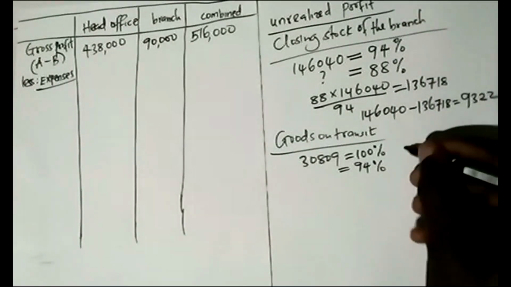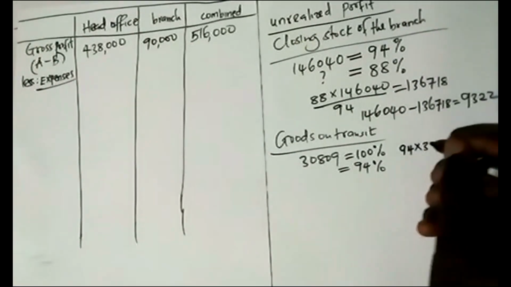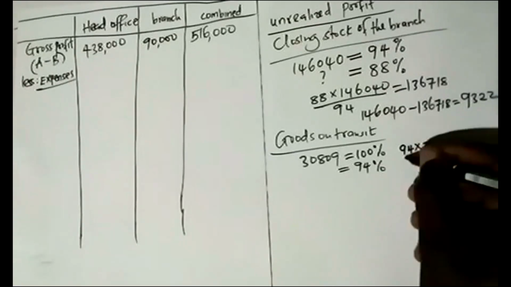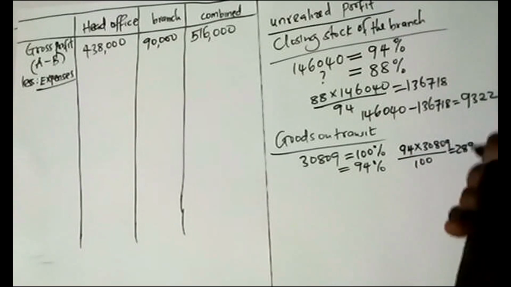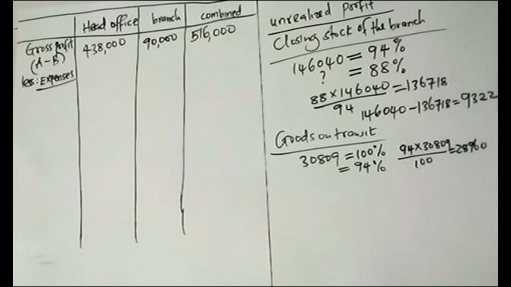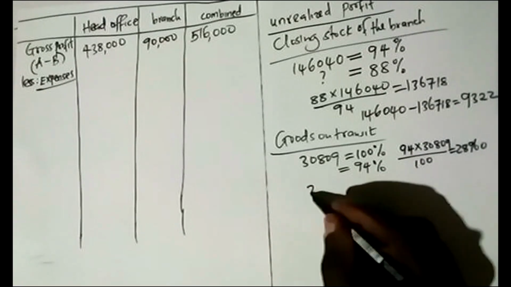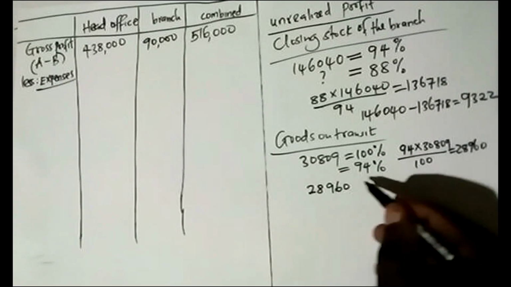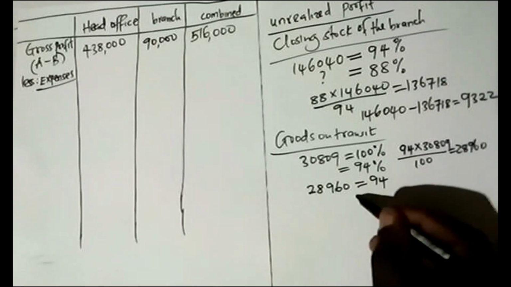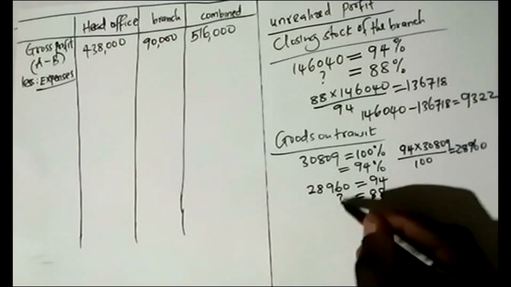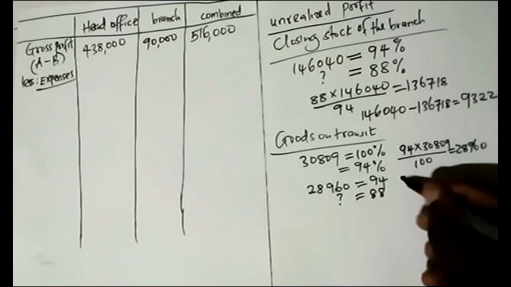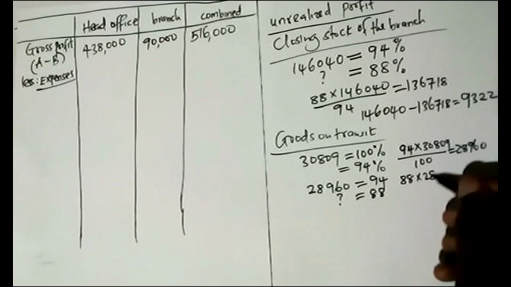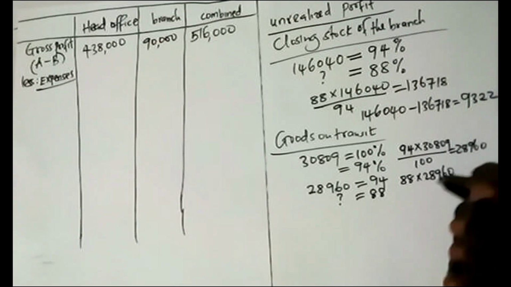So if I take 94 times 3,809 times 100%, I think we got 28,960, hardly enough. Then I need to get the cost of those goods. So 28,960 is equal to 94. What about the 88%? I will take 88 times 28,960 divided by 94.